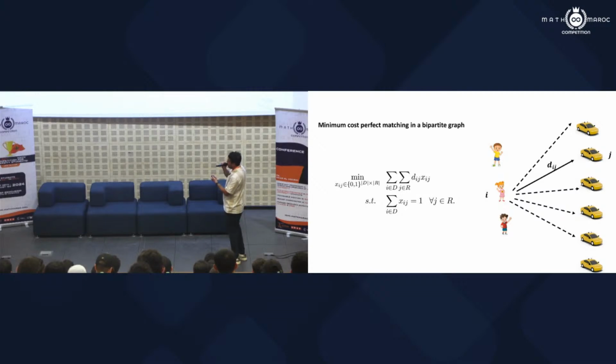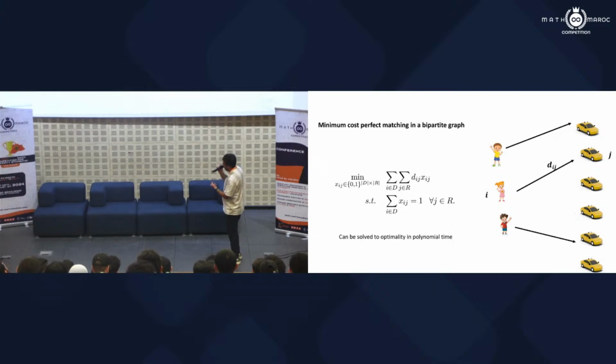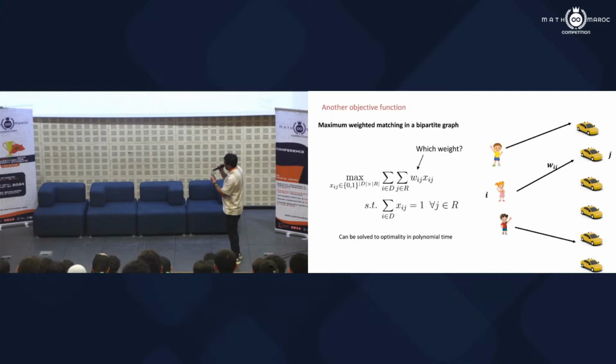I'm just changing the min to max, and instead of distance, I assign a weight to the edge ij, and then I maximize the total weight. This is again a problem that we can solve in polynomial time. But what is the weight? The whole story is about this. Wij, each platform defines Wij in a different way. This is usually given by some machine learning models.